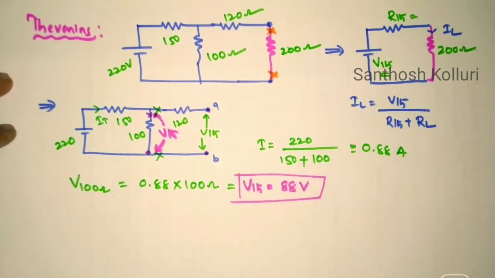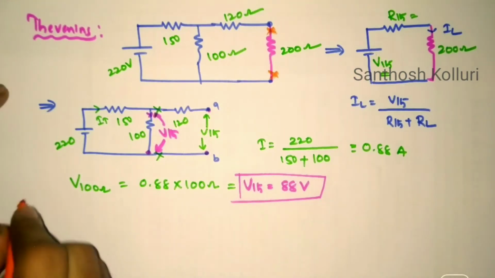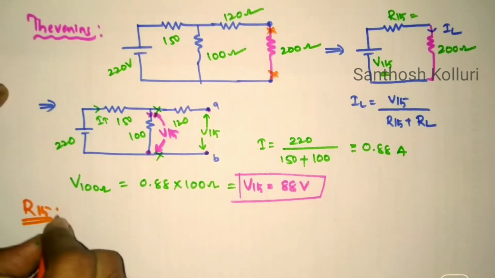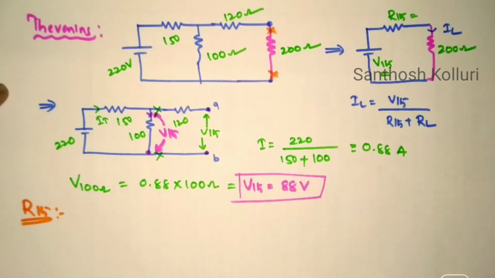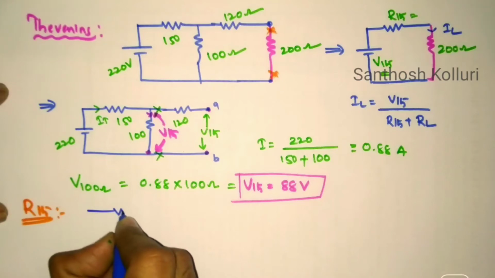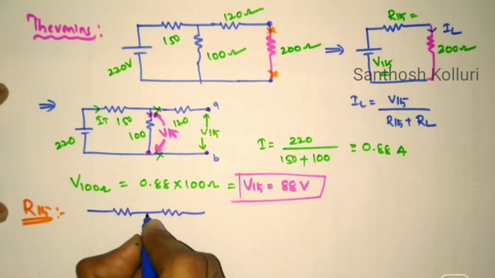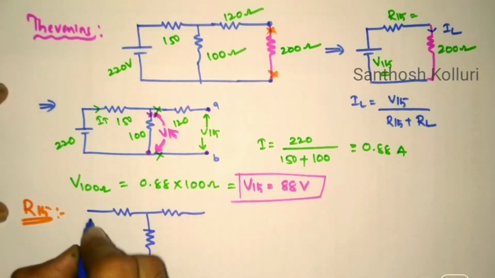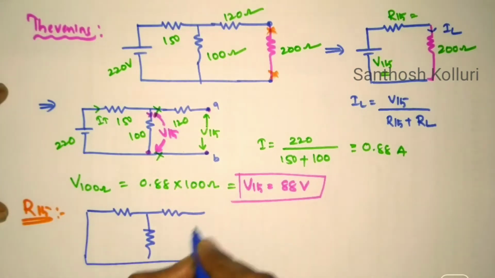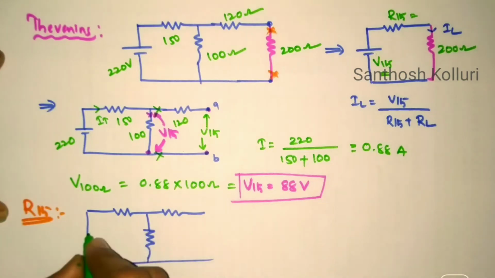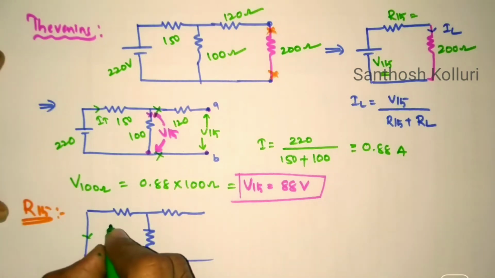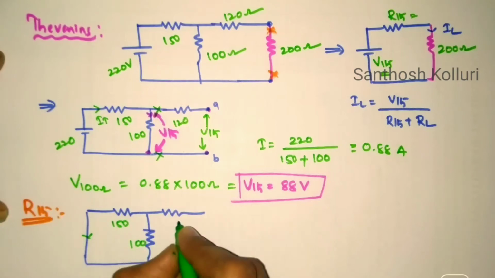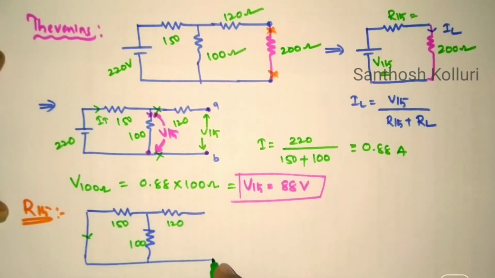And if I want to calculate R Thevenin, for this we need to redraw the circuit again by replacing the sources with their internal resistances. That means the voltage source can be short circuited and the current source can be open circuited. So here in the circuit we have a voltage source, so I have shorted this one, and the values are 150, 100 and this is 120. So I need to look from this end to calculate the R Thevenin.